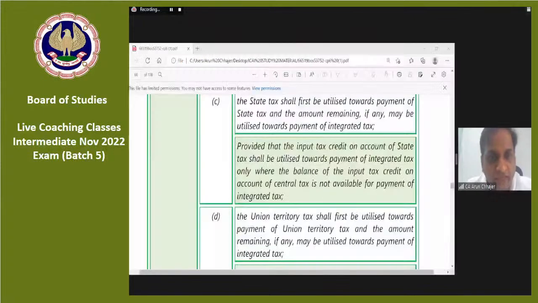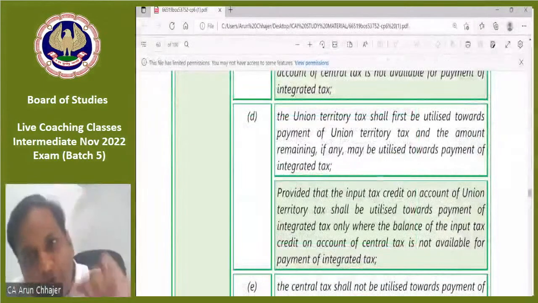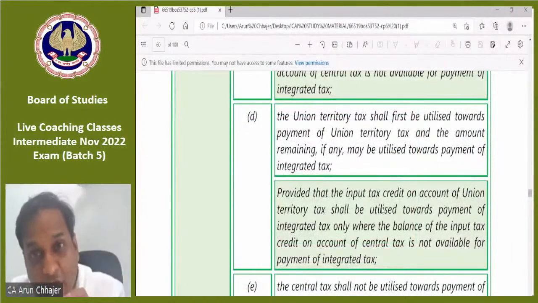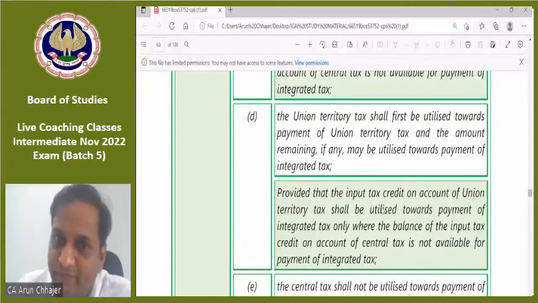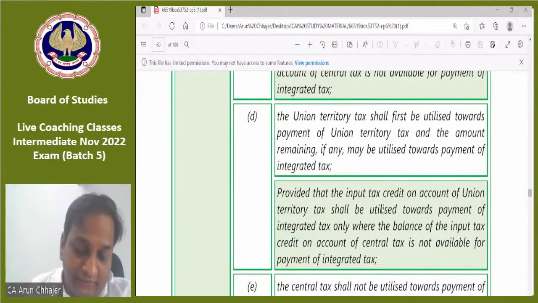Now moving to the next clause, clause D. I am not reading clause D because it is a replica of clause C. Whatever we have discussed in clause C, it is the replica of clause C. So wherever the word state is written, you will find the words union territory written.